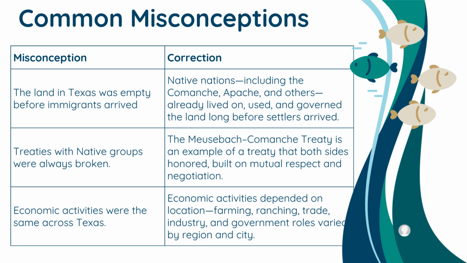Lastly, students might think that economic activities were uniform across Texas, when in reality they varied greatly depending on the region. Farming, ranching, trade, industry, government roles varied across the state. So, understanding all these nuances helps us appreciate the diverse and complex history of Texas.